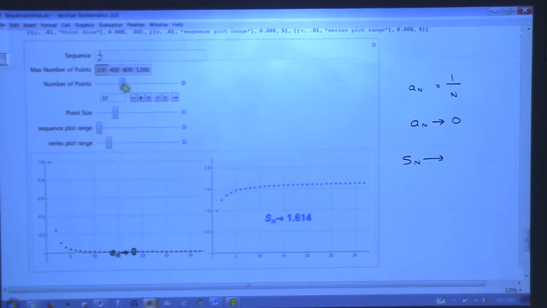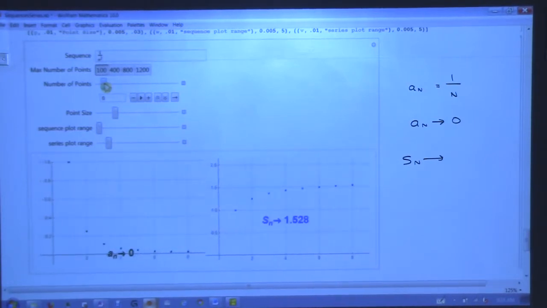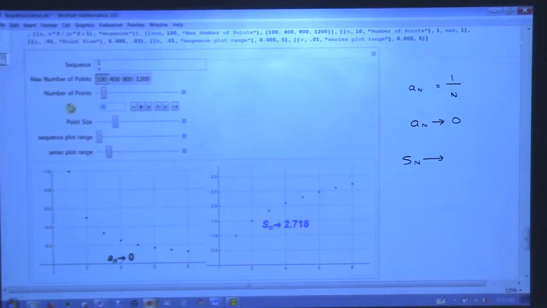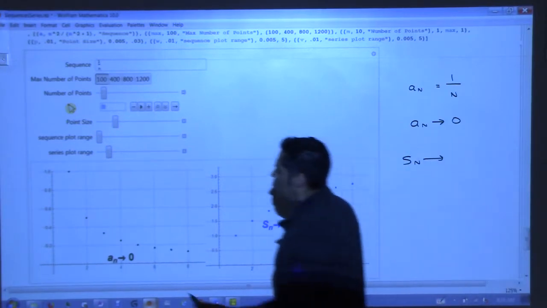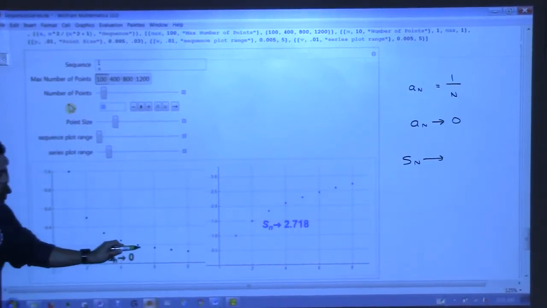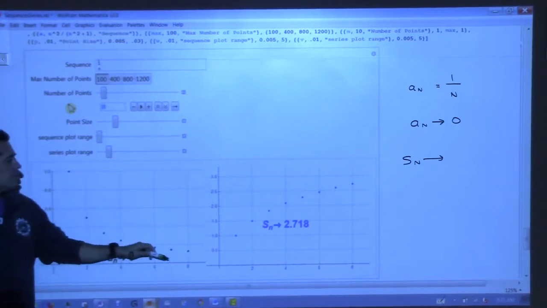Back this up. We'll go out the first 8. Let me change this to 1 over n. There we go. Okay, so we plug in 1, we get 1. Plug in 2, we get 1/2, 1/3, 1/4, 1/5. So the sequence is converging to 0.